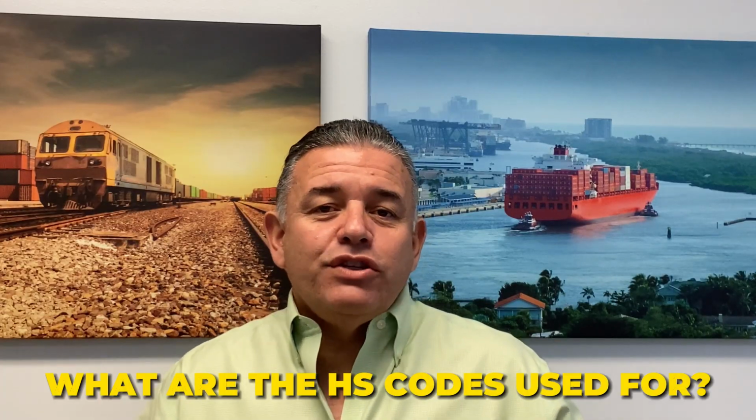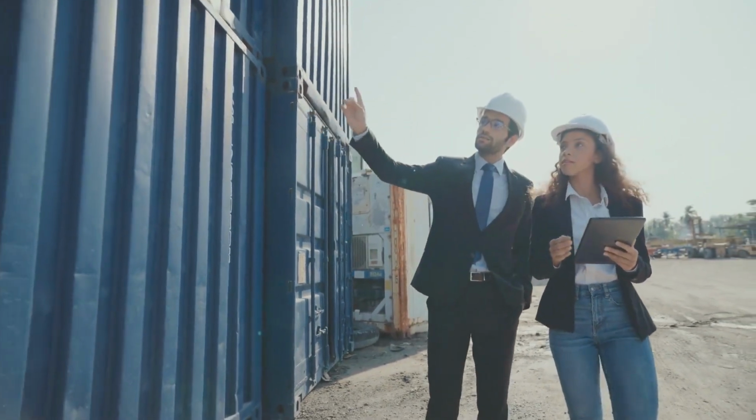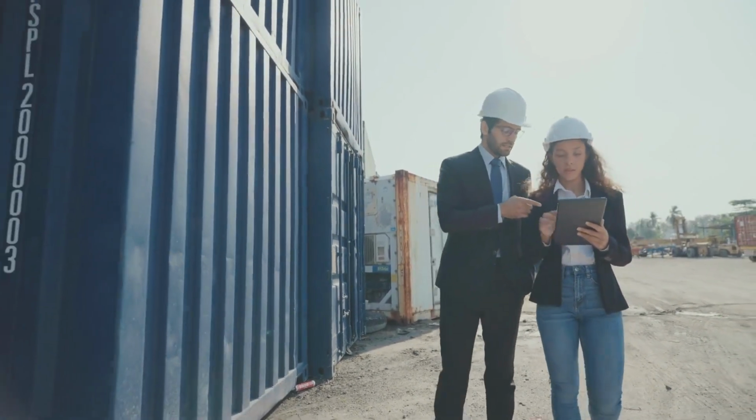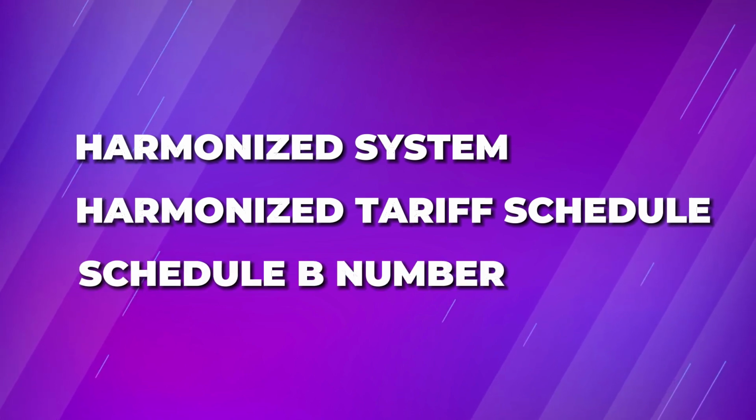What are the HS codes used for? Well, they're the standard numbers used to classify traded products. Customs authorities globally use them to identify products for duties and taxes and statistics. You have probably heard of the Harmonized System, the Harmonized Tariff Schedule, or the Schedule B number. They are all related but different.